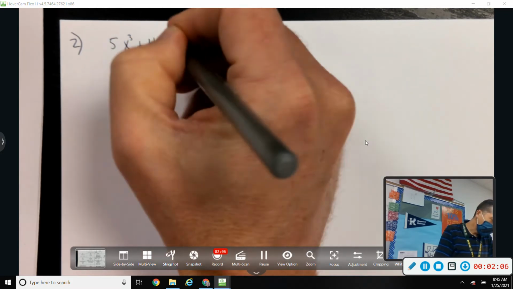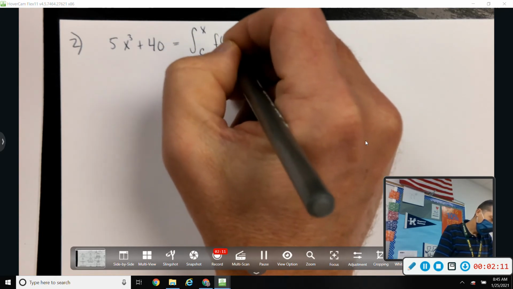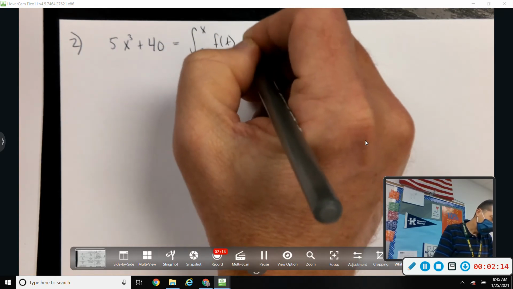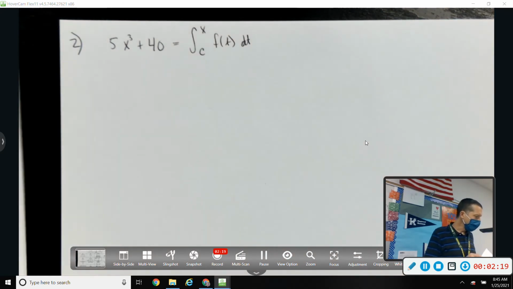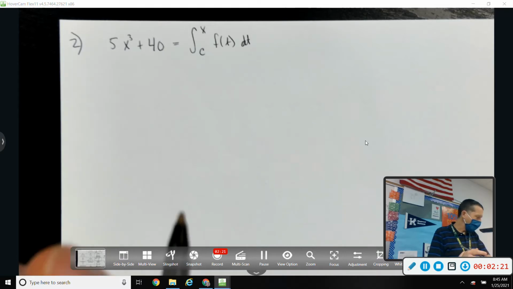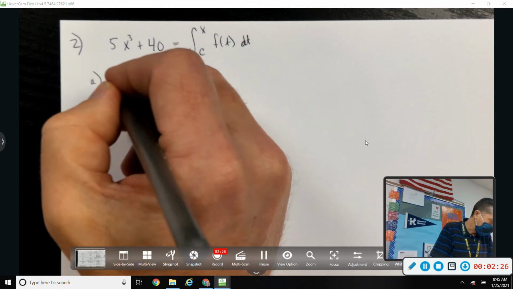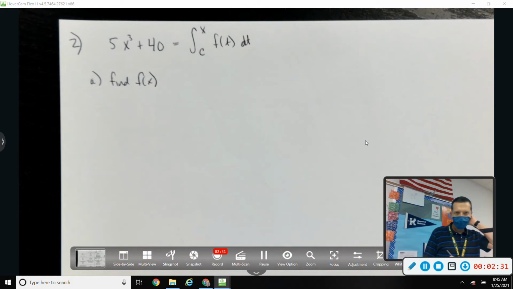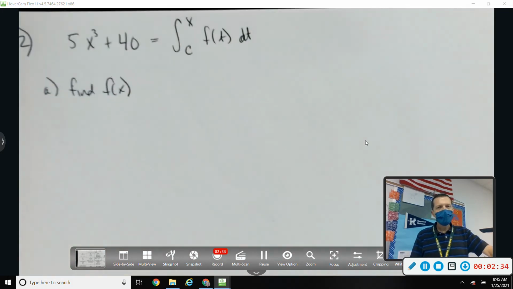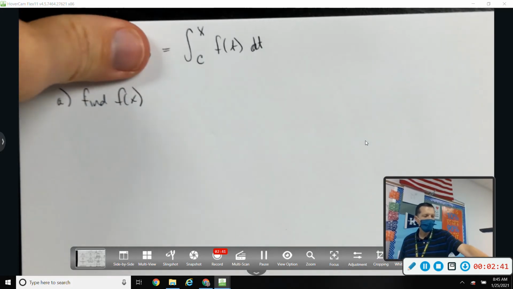5x cubed plus 40 equals the integral from c to x of f of t dt. Part A: find f of x. Okay. Well, we've not seen a problem quite like this. So let's ignore this 5x cubed plus 40 business. I'm not sure what that is.